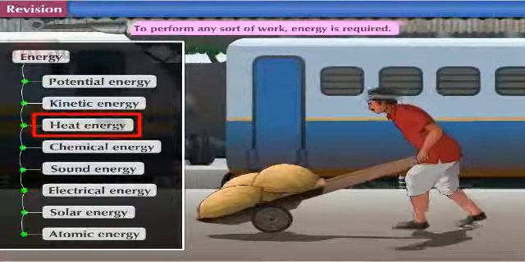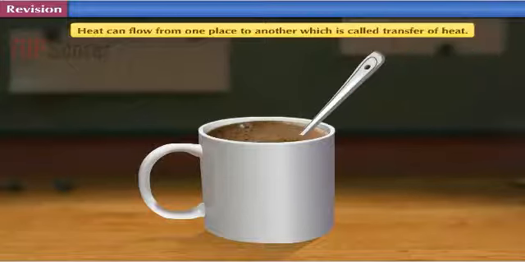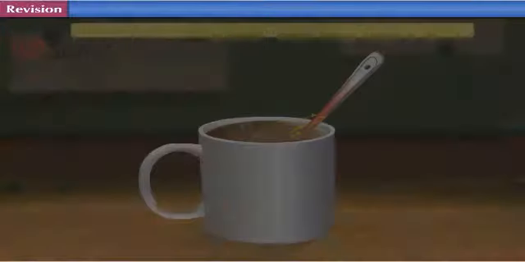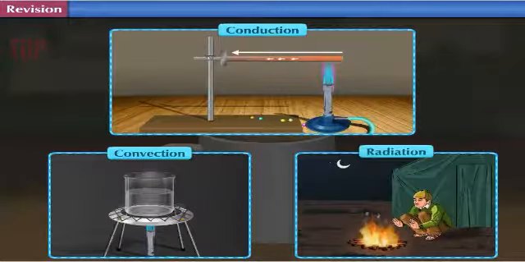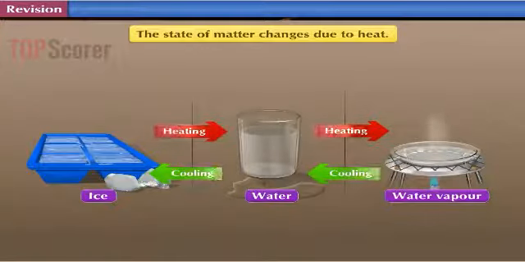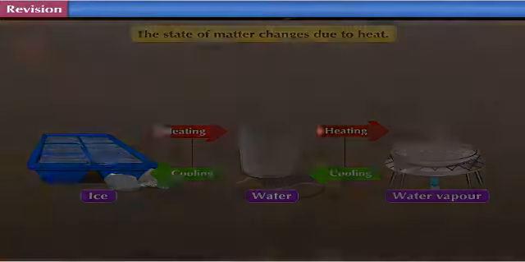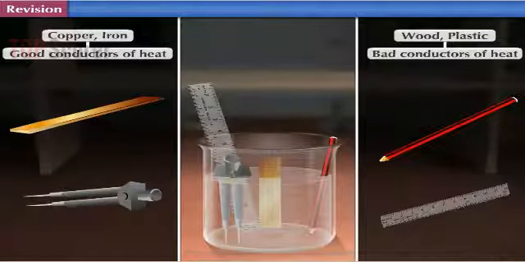We learned that heat can flow from one place to another, which is called transfer of heat. Heat is transferred by different modes, namely conduction, convection, and radiation. We studied that the state of matter changes due to heat. Solids like copper, iron are good conductors of heat, while wood, plastic are bad conductors of heat.